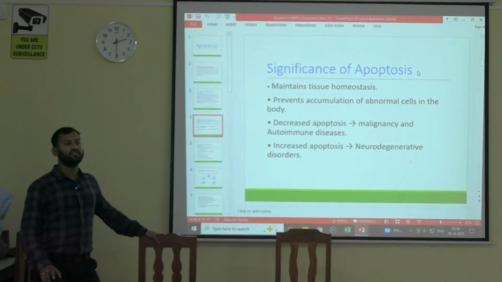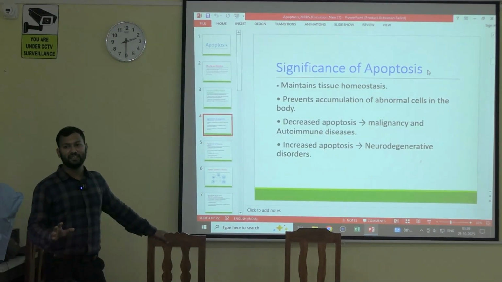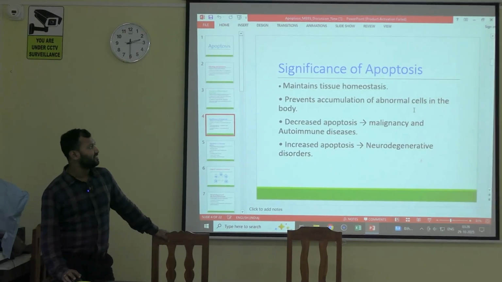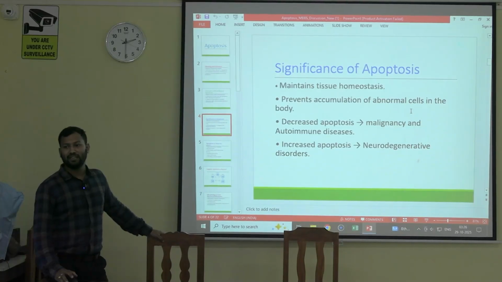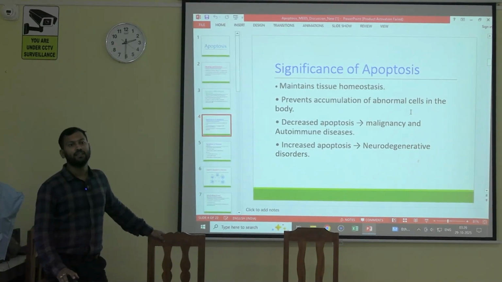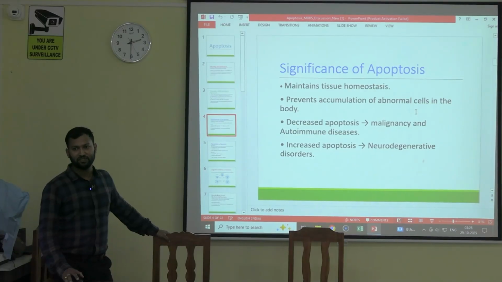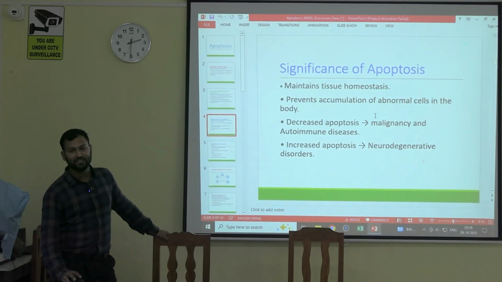Then what is the significance of apoptosis? One is it maintains tissue homeostasis, meaning the tissues are maintaining a balance. It prevents accumulation of abnormal cells in the body. Obviously, if abnormal cells get accumulated, it will be harmful for the body. And another thing is the body will get less efficient because there will be storage of debris, storage of unwanted things in the body. So the body will obviously not keep this waste. It degrades these things with the help of apoptosis.